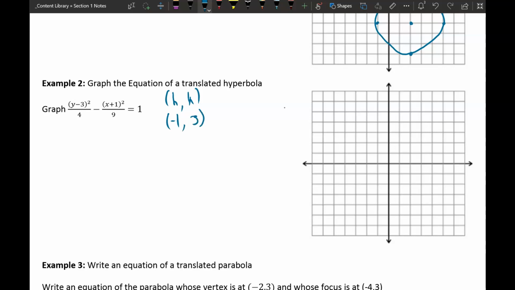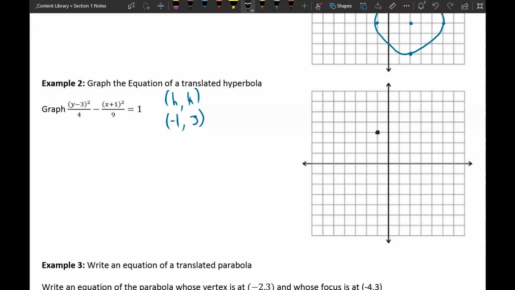Since it's a hyperbola, this is still going to be our center point. The only time where it's not our quote-unquote center point is when we have a parabola. Otherwise, it's going to be the center for everything. So here we have -1, and I'm going to do this in black. -1, 1, 2, 3. This is the center of our hyperbola.